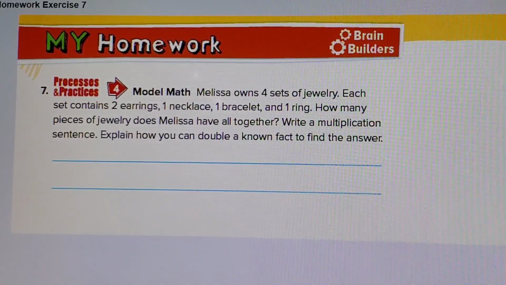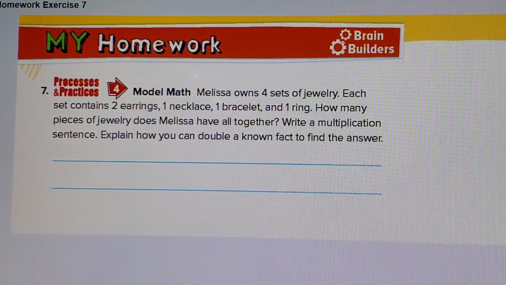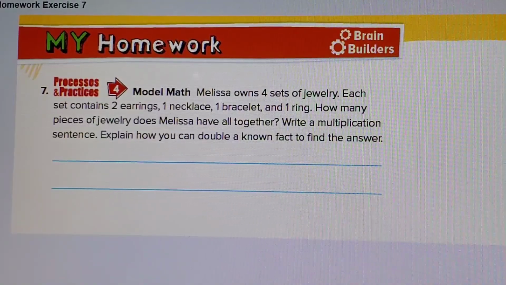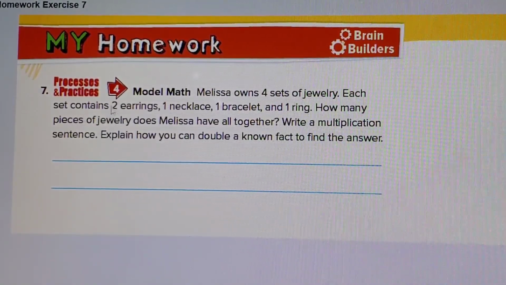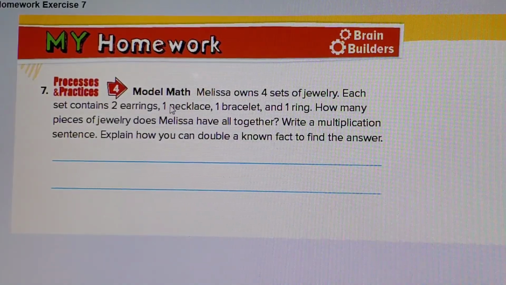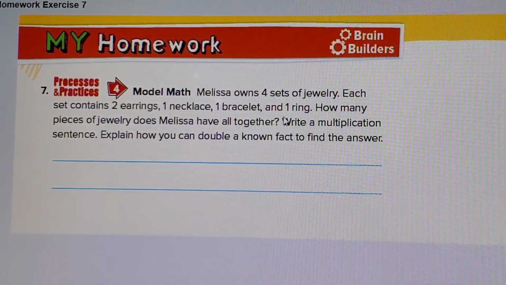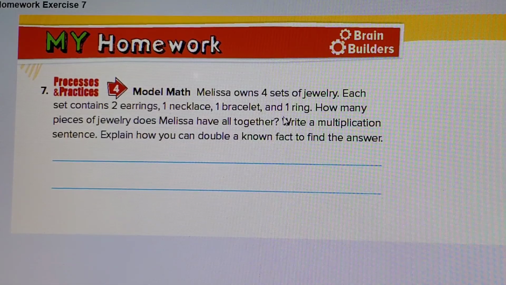So we're going to start with 4 sets of jewelry, so 4 times. And how many pieces does she have in each set? 2, 3, 4, 5. She has 5 pieces. So your multiplication sentence will be 4 times 5 equals unknown. To double a known fact, we would decompose the 4. 2 times 5 equals 10. 2 times 5 equals 10. 10 times 2 equals 20 pieces.